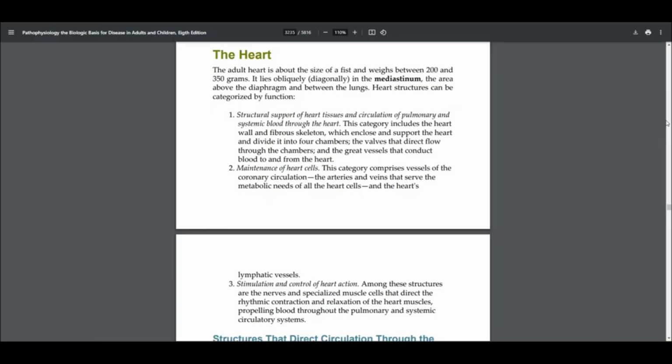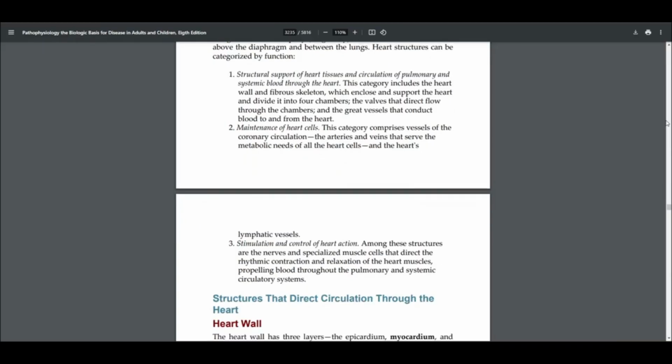Function 2 is the maintenance of the heart cells. This category comprises vessels of the coronary circulation, the arteries and veins that serve the metabolic needs of the heart cells, and the heart's lymphatic vessels. And finally, the stimulation and control of the heart action. Among these structures are the nerves and specialized muscle cells that direct the rhythmic contraction and relaxation of the heart muscles, propelling blood through the pulmonary and systemic circulatory system.